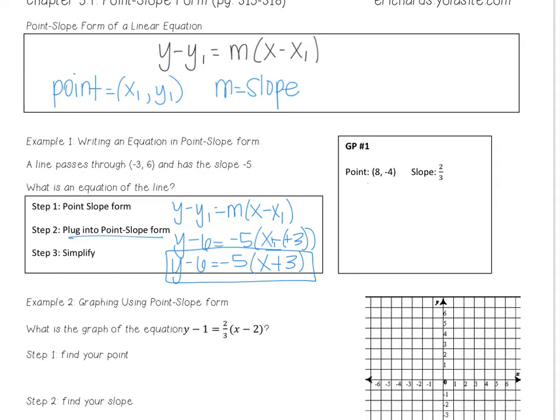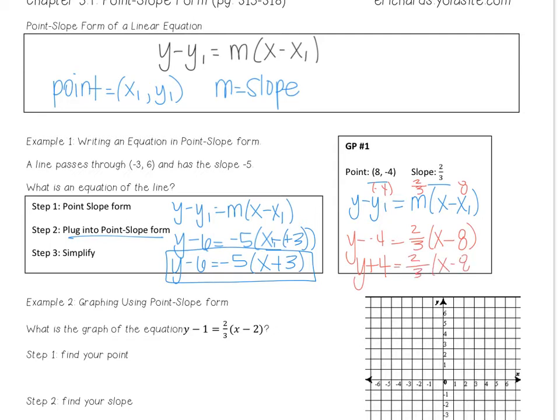Guided practice number 1, I want you to plug in the point and the slope into point-slope form, which is y minus y sub 1 equals m times x minus x sub 1. Pause the video and resume it when you have your answer. Okay, you're going to plug in negative 4 for y1, m's going to be 2/3, and x1's going to be 8. So your equation should be y minus negative 4 equals 2/3 times x minus 8. Simplify minus a negative and you get y plus 4 equals 2/3 x minus 8.